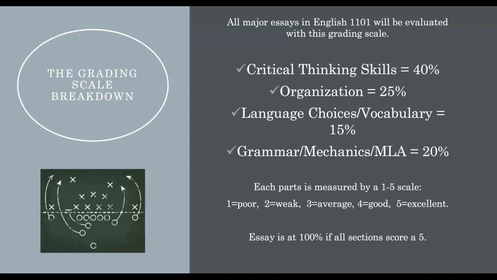So this is weighted as far as the things I'm looking for. Critical thinking skills, 40%; organization, 25%; language choices, vocabulary, 15%; grammar, mechanics, MLA, 20% of the grade. And I do measure each of those sections by simply looking at, is this on a scale of 1 to 5? Is it 1, which means it's not really good, 3, which is an average score, or 5, excellent. If you get 5 in everything, you get 100 points.